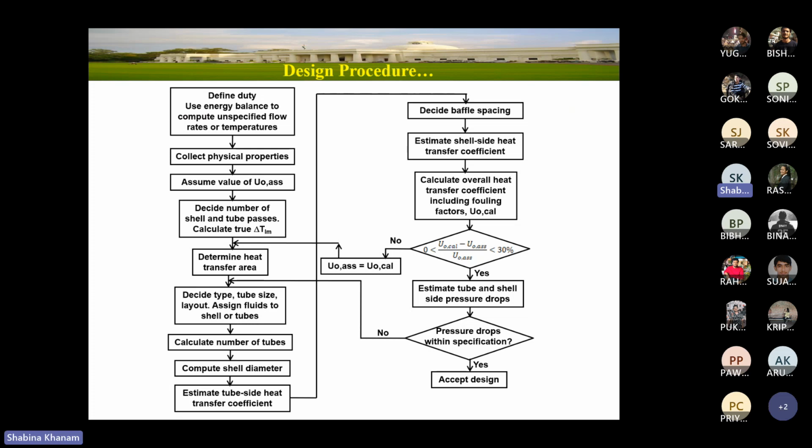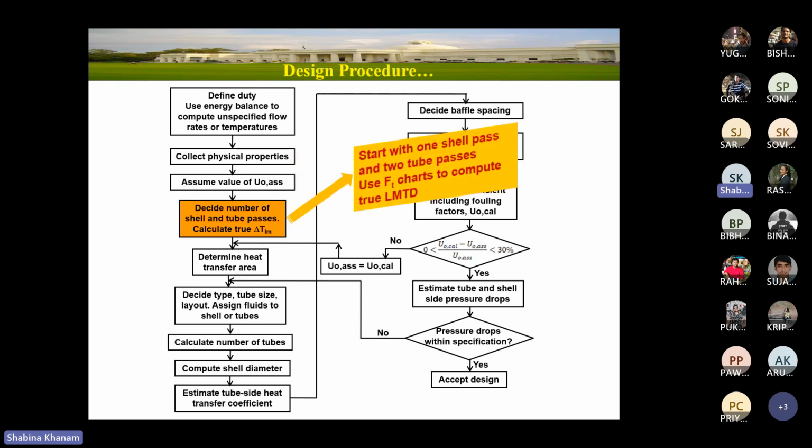Okay, so once I'm having U assumed, we need to find out delta T mean, because all terminal temperatures of both the fluids you have already calculated. So we need to find out delta T mean, and that delta T mean should be true delta T mean. And for that, initially we assume one shell, two tube passes. Okay, 1-2 shell and tube heat exchanger. Okay, that is the initial guess.